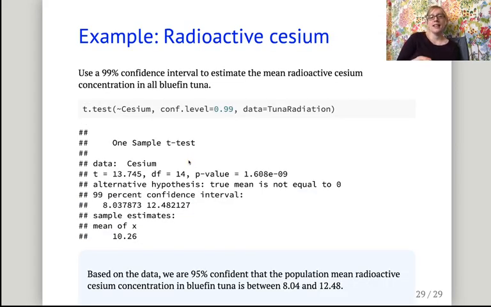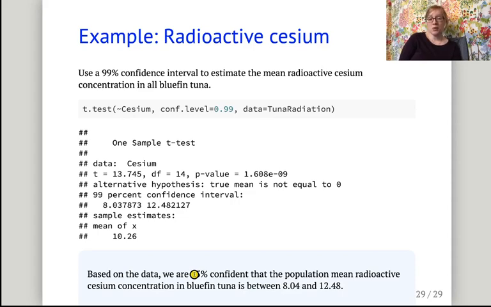We can take this and calculate a confidence interval, say a 99% confidence interval. I should replace this 95 with 99, so apologies for that. We're 99% confident that the population mean radioactive cesium is between 8.04 and 12.48.